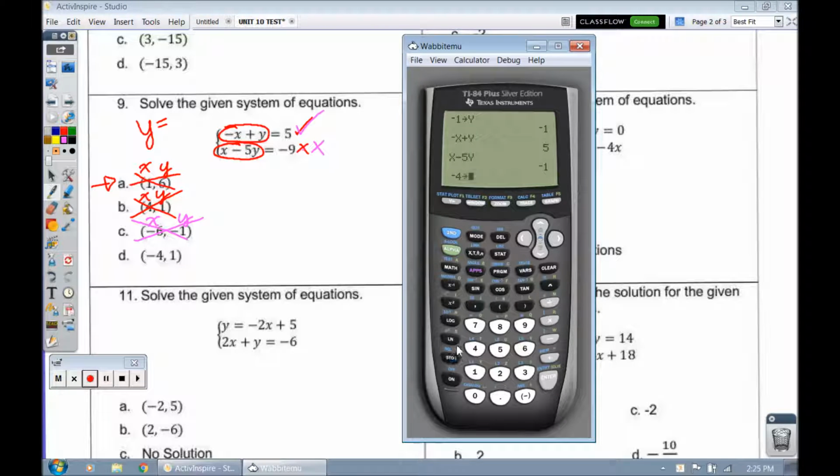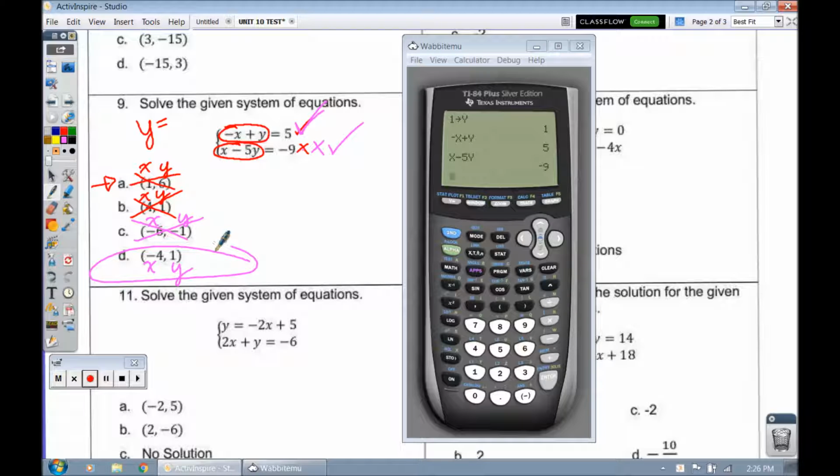-4, store to x. We're going to store this to x, store this to y. 1, store to y. Let's copy our first equation we typed in, -x plus y. We'll copy and paste. We get an answer of 5, yes. Let's copy and paste our second one. We need to get an answer of -9. If we do, yes, we do. Bingo, there is our answer.